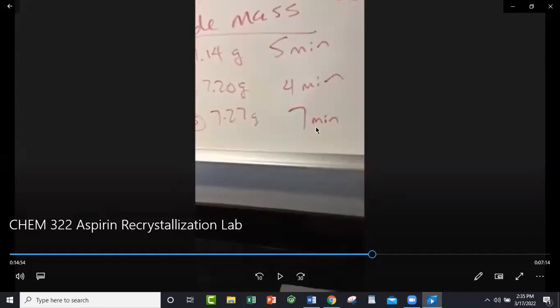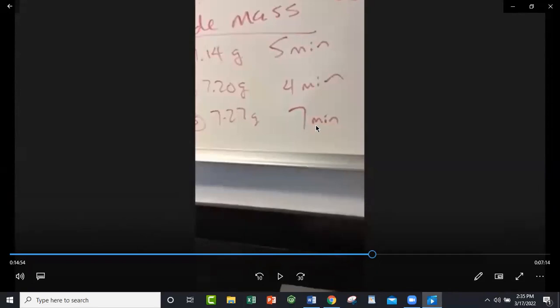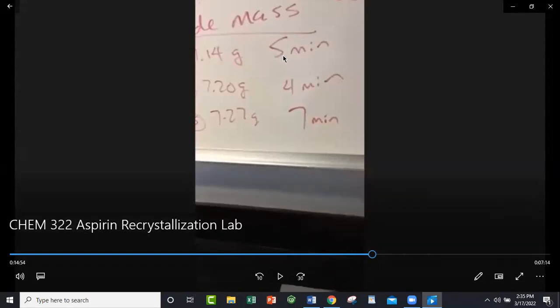Whichever one of those you picked, you can use the time that corresponds to that. The volume of ethanol used for sample one was 15, for sample two, 17, and then sample three was 25, because that student added the whole shebang. So yeah, 25 mils for sample three. That's why it took so long.